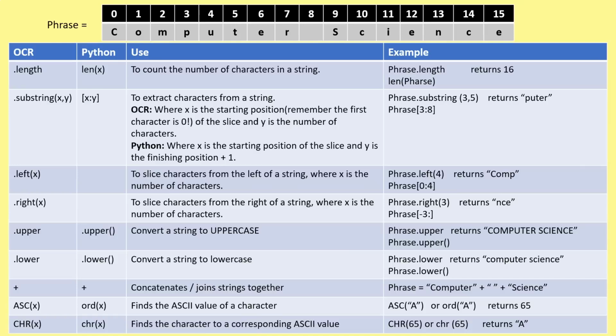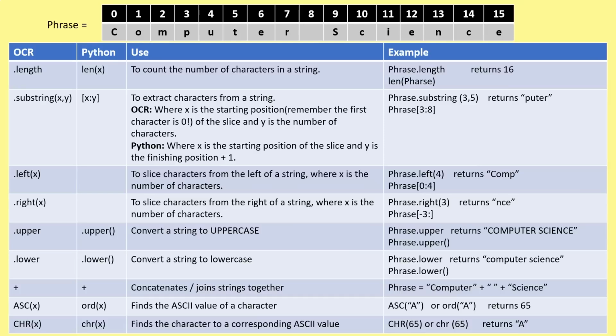For both, if we want to concatenate or join strings together, we can just use plus. So phrase equals computer plus space plus science would give me computer science with a space in the middle. And then the last two at the bottom here are maybe the more complicated ones. We can find the ASCII value of a character by using ASC in OCR, or ORD, short for ordinal, in Python.